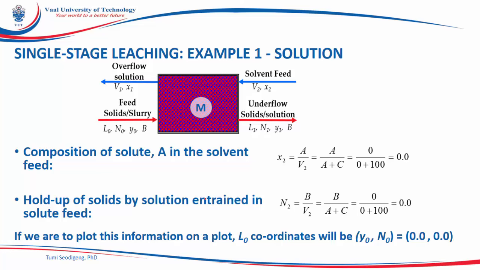The composition of solute in the solvent feed stream can be calculated by dividing the amount of solute in the solvent feed stream by the total solution flow, which will be solute divided by solute plus solvent. And we know that there's no solute in the fresh solvent feed stream, as it's given as pure hexane, so that will be 0. The holdup of solutes by solution in the solvent feed, we know that there are no solids in the solvent feed, so that will be 0. If we are to plot this information on an N versus XY diagram, the coordinates of point L0 will be given by YO and NO, which will be 0, 0. As you can imagine on a diagram like this, it will be right here in this vertex.